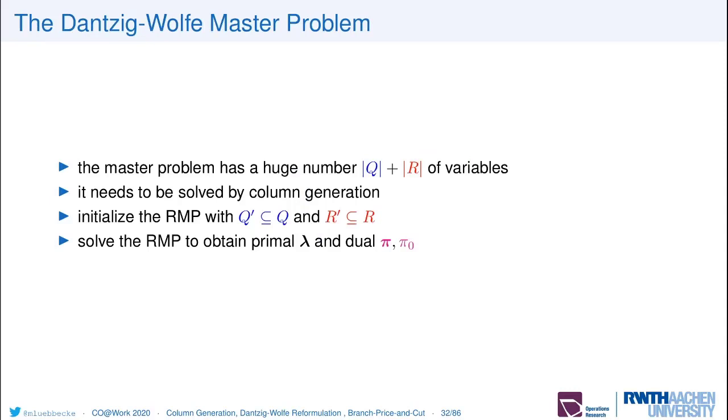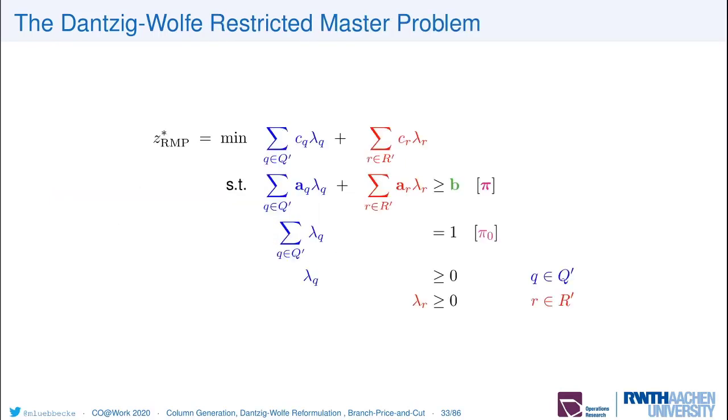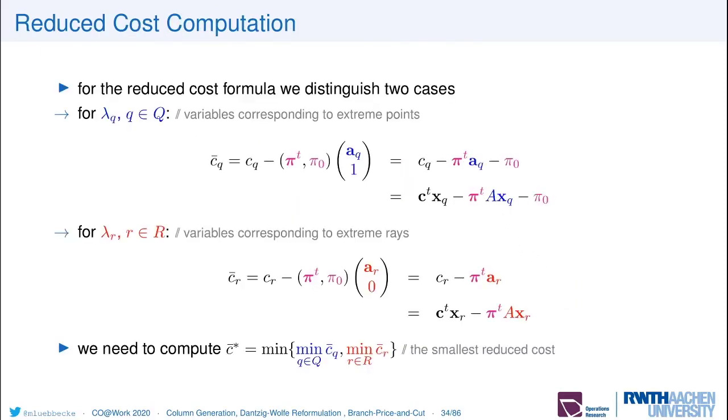Because of the large number of variables, such a model would need to be solved by column generation. And we know how to do this. We only need some extreme points and some extreme rays to initialize the restricted master problem. This is what we can solve, for example, by the simplex method. And then we would obtain a solution, but what is more important is that we obtain a dual optimal solution as well. Why is that important? Because here's the restricted Dantzig-Wolfe master problem with just a small subset of the extreme points and extreme rays and the dual variables. And when we solve that, we need the dual variables.